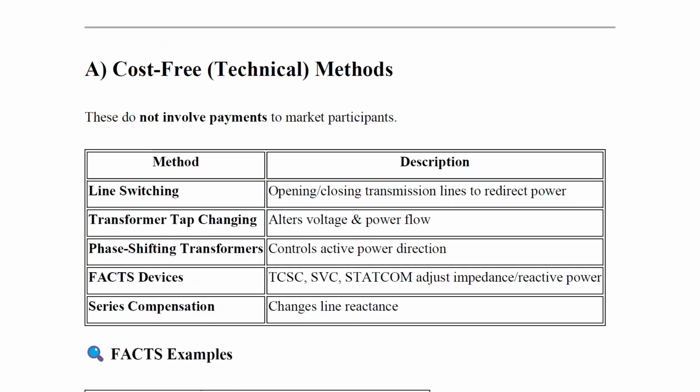Next, FACTS devices: you can use TCSC, thyristor controlled series capacitor, static VAR compensator, and static compensator to adjust the impedance or reactive power in the line. That is also possible by using the FACTS device. Next is series compensation, which changes the line reactance in the line. Series compensation is less used. Mostly FACTS devices they are using more. Series compensation they use very rarely.